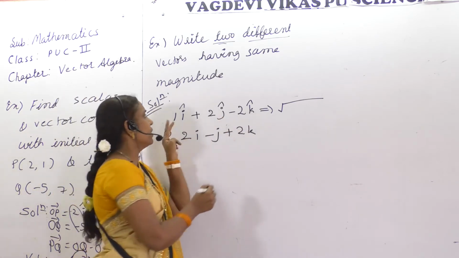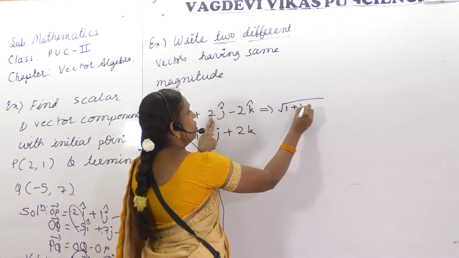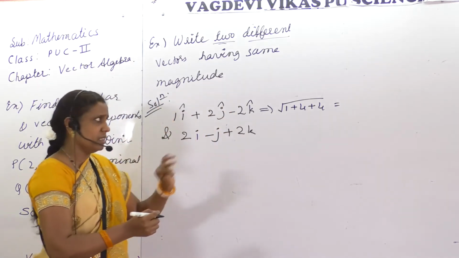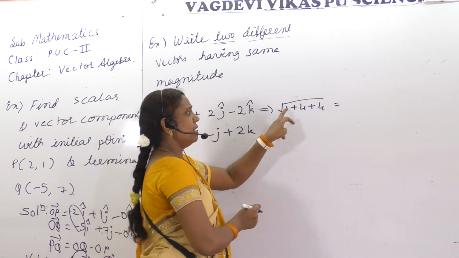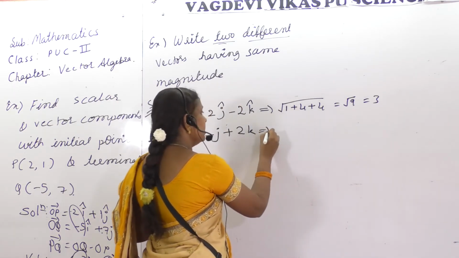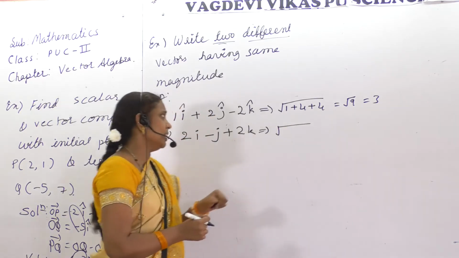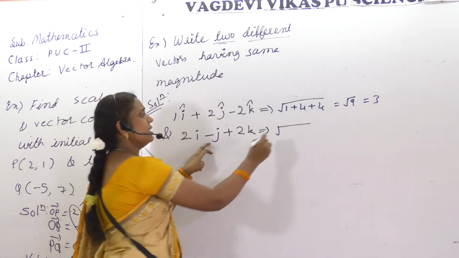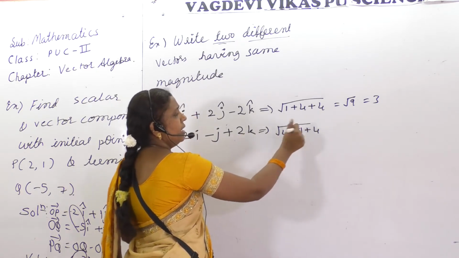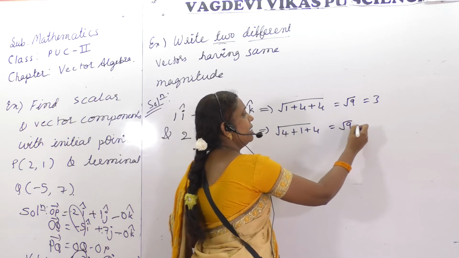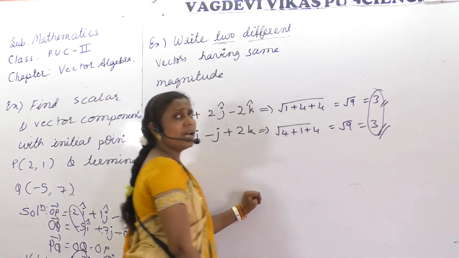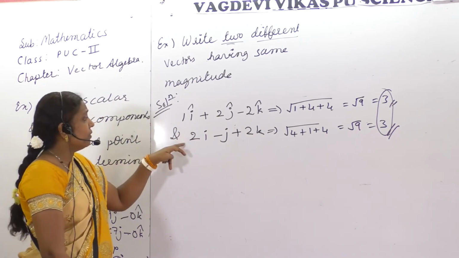It is equal to square root of 1 plus 4 plus 4, minus 2 whole square is 4. 4 plus 4 is 8, plus 1, root 9. It is equal to 3. And in this case also you will be getting the same answer. Check. 4 plus 1 plus 4, 4 plus 4 is 8 plus 1, that is root 9, and it is equal to 3. Check. Modulus, magnitude are the same. Lengths are the same, but the vectors are different.